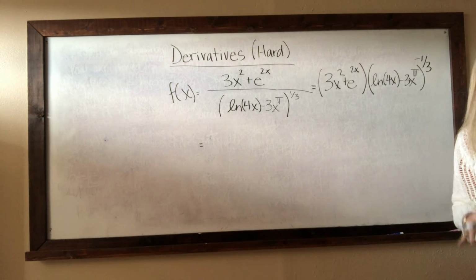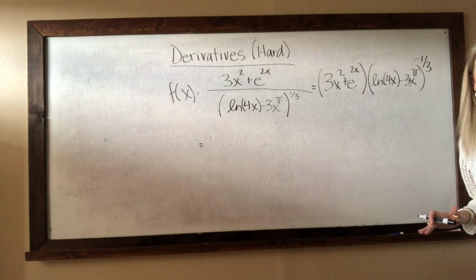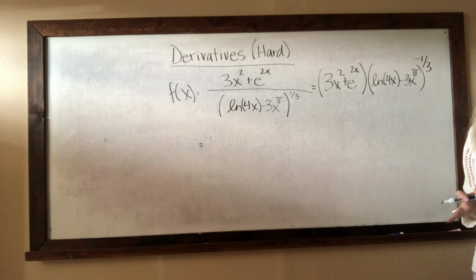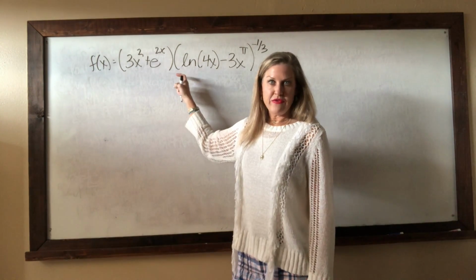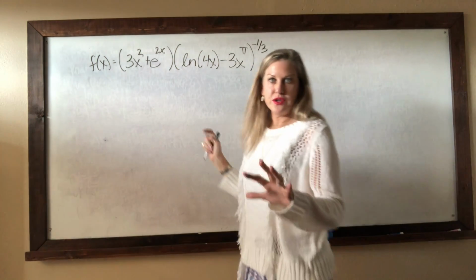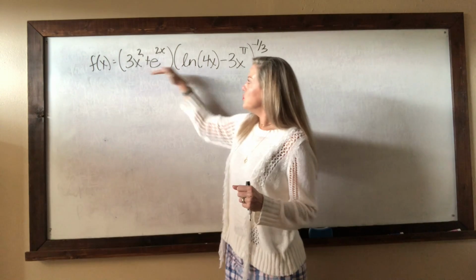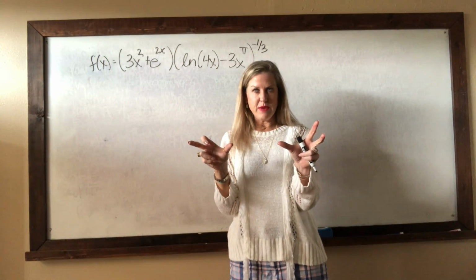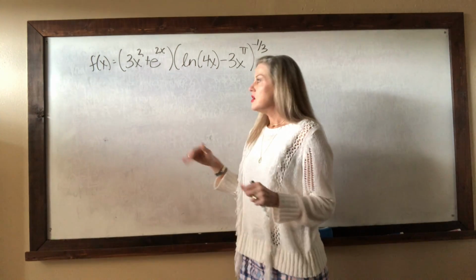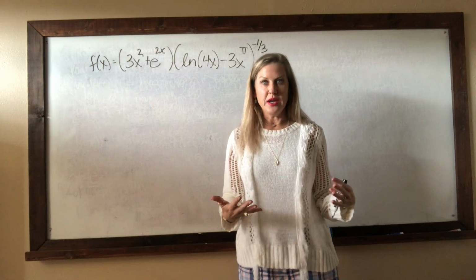I have not done any calculus. I have not taken a derivative. I have simply put this into a form where I am now able to apply some of my derivative rules. So I've rewritten, here's what I have to derive. And if I stand back and give it a look, I have two main chunks of information that are being multiplied together. So that means I have to do the product rule.